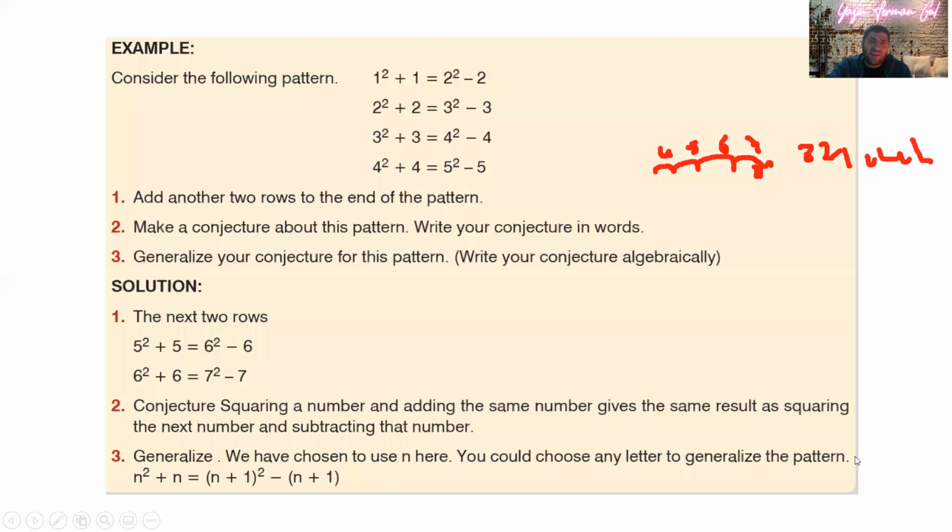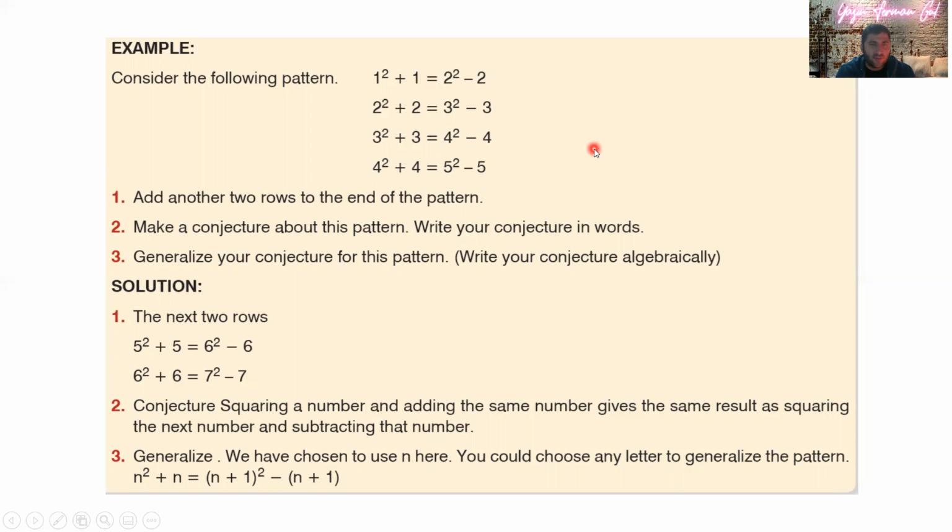Let's clear this. Okay, if we look at here now, consider the following pattern. 1 to the power of 2 plus 1 equals 2 to the power of 2 minus 2. Right, 1 to the power of 2 is 1, plus 1 is 2, equals 2 to the power of 2 is 4, 4 minus 2 is 2. So it's giving me this. 2 to the power of 2 plus 2 equals 3 to the power of 2 minus 3. 2 to the power of 2 is 4, plus 2 is 6. Right, 6 equals 3 to the power of 2, 9 minus 3 is 6. So when you work this out, it should give you this.